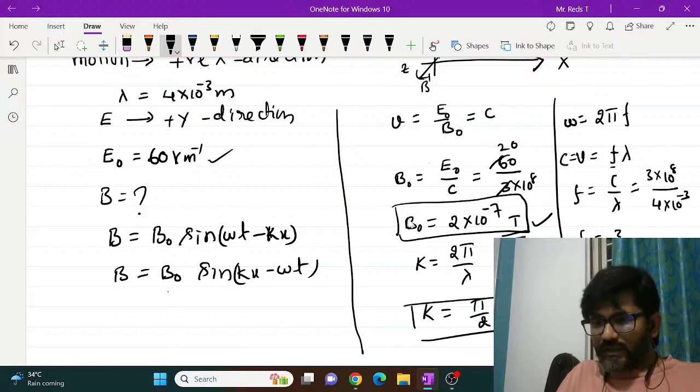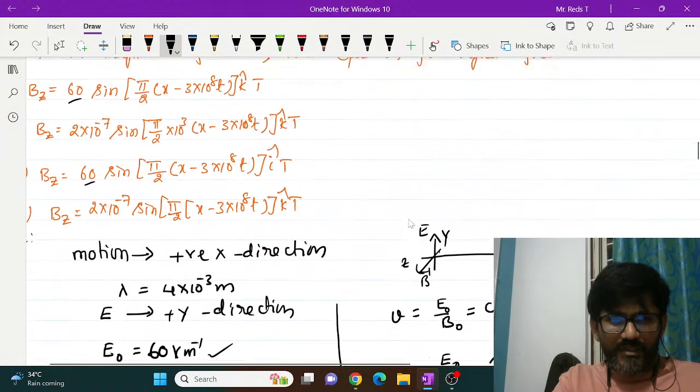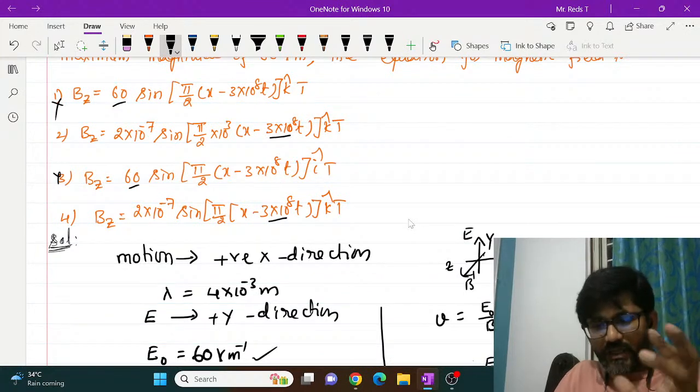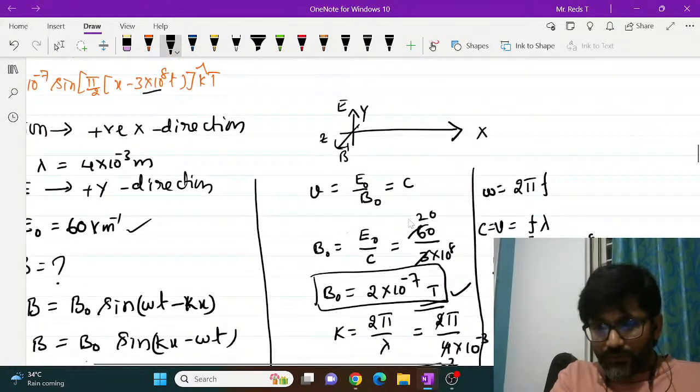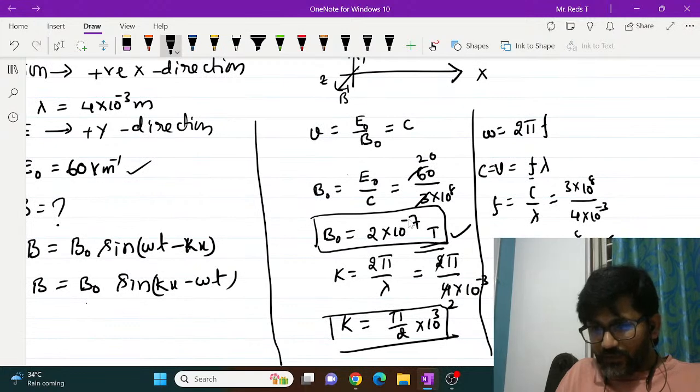So f is equal to 3 by 4 into 10 to the power minus 3 moved up. Depending on the options, you have to simplify. If you see the options, second and third options, it may be. But in these options, in the omega t term, they have mentioned the 3 into 10 power 8 term. That means the speed of light they have kept as it is. So while simplifying, carefully you have to simplify. You shouldn't cancel this. You have to keep 3 into 10 to the power 8 as it is. So f is equal to 3 into 10 to the power 8 by 4 into 10 to the power minus 3, keep this as it is, then you can write omega. Omega is equal to 2 pi f, so it is equal to 2 pi into 3 into 10 to the power 8 by 4 into 10 to the power minus 3. Right?